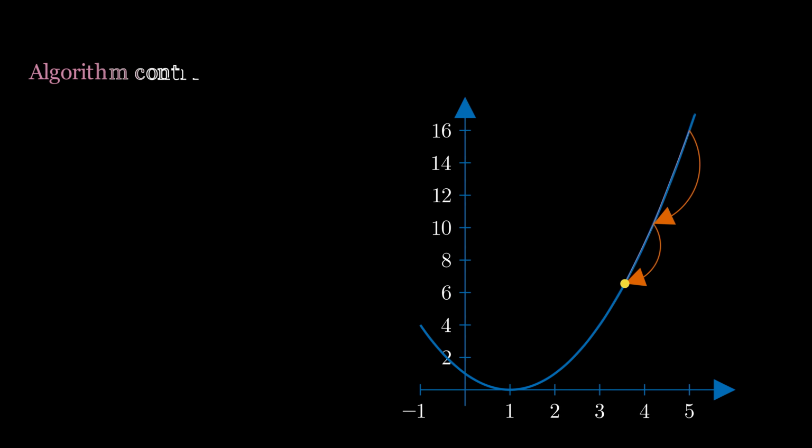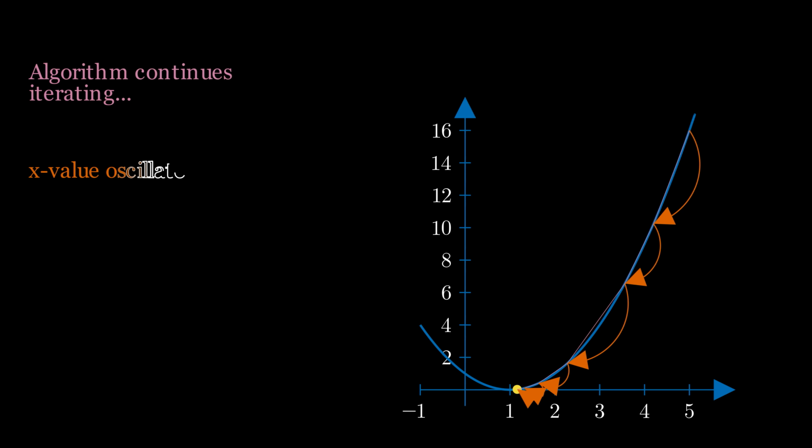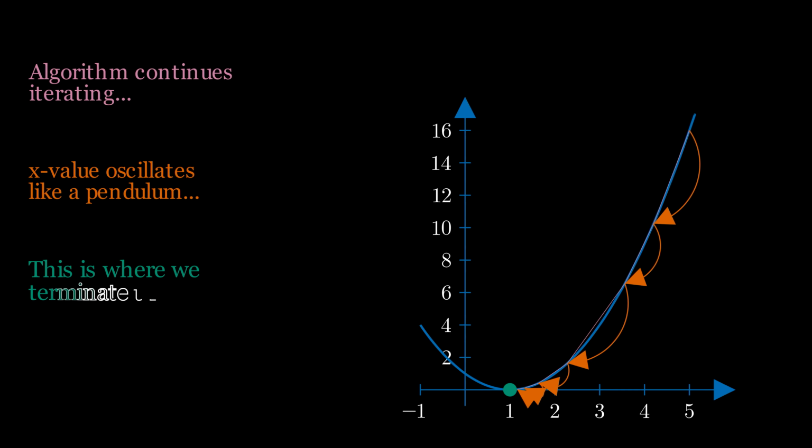The algorithm continues this iterative process. Observe the trajectory on the graph as the x value progressively converges toward the function's minimum point. As we reach the lowest point, you may notice the x value oscillating slightly, much like the motion of a pendulum. This behavior indicates that we have successfully arrived at the minimum, and we can now terminate the iterations.